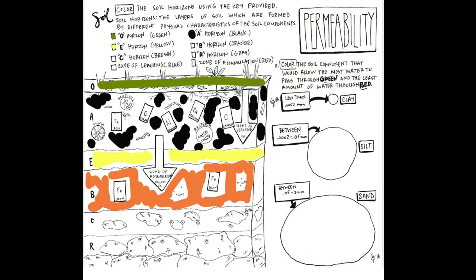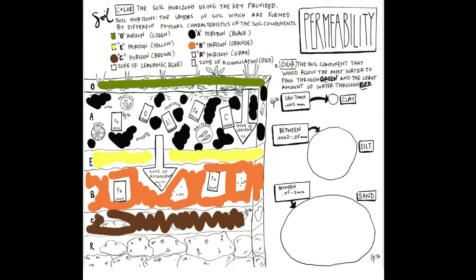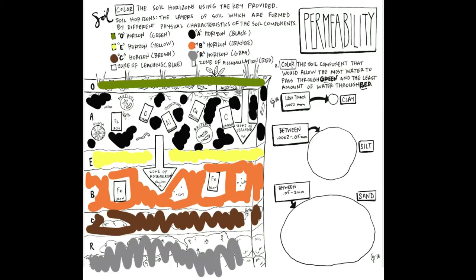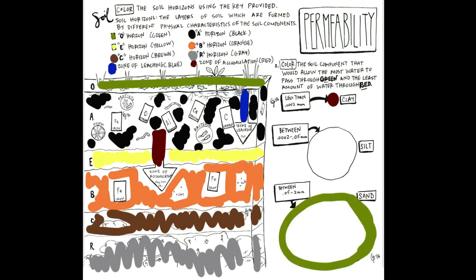R being the bedrock, and that bedrock is where soil is formed with the help of lichen and weathering and those sorts of things. So the arrows, zone of leaching, is just water infiltrating down and bringing things with it. Zone of accumulation is where we find a lot of different minerals like iron.